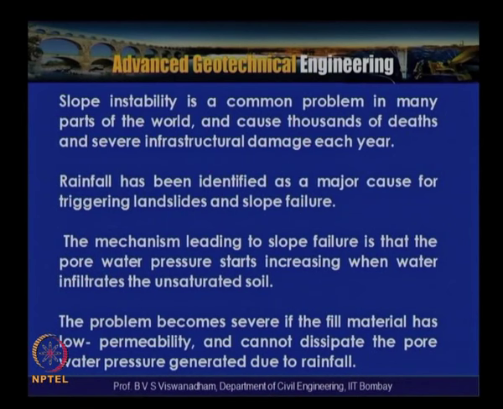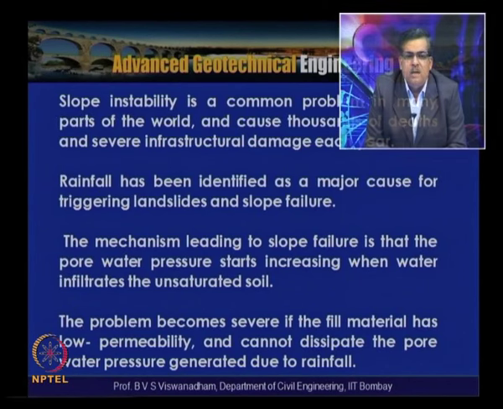Slope instability is a common problem in many parts of the world, and causes a number of casualties and several infrastructural damages each year. At the onset of rainfall, the suction, which is the negative pore water pressure, increases and changes into pore water pressure, and that leads to the loss of cohesion, which makes the slopes fail. So rainfall has been identified as a major cause for triggering landslides and slope failure.